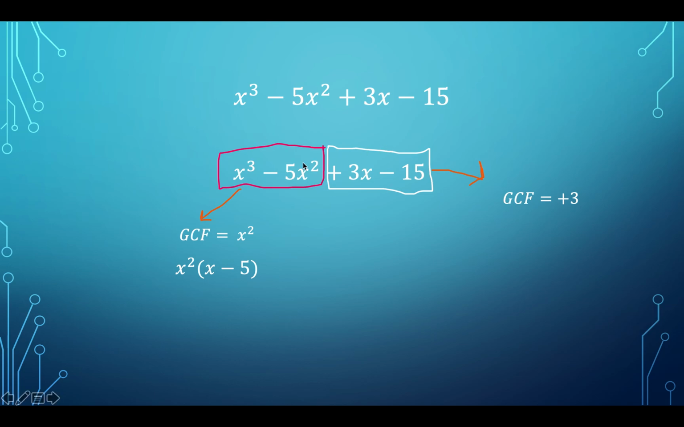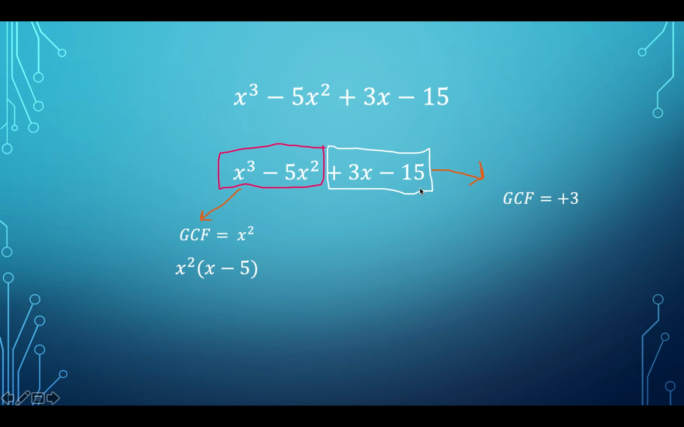So we're going to go back to this pink box. If our greatest common factor was x squared, we're going to write x squared on the outside. How do we get x cubed back? We have to multiply x squared by x. How do we get minus 5x squared back? We have to multiply x squared by minus 5. Okay, we factored out for this side of the problem. Now let's go try this one.